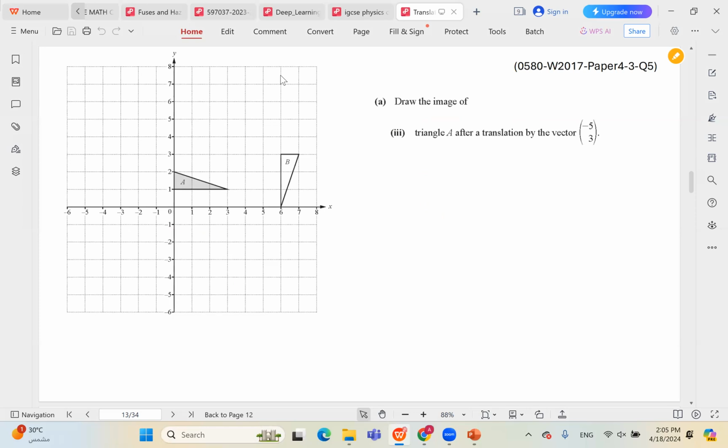Here we want to translate triangle A by this given vector. So let's take the points again, A, B, and C. Let's write them down. So A is 0, 1. B is 0, 2. Excuse me, this is C. C is 0, 2. And B is 3, 1. And you're going to add the translation vector, which is -5 and 3 to each of them.